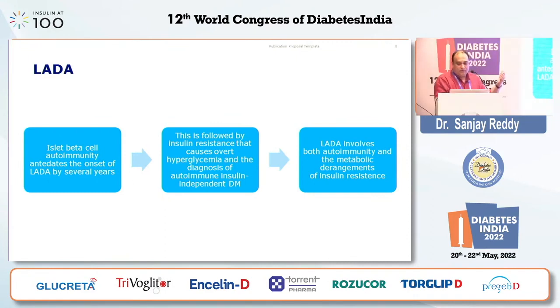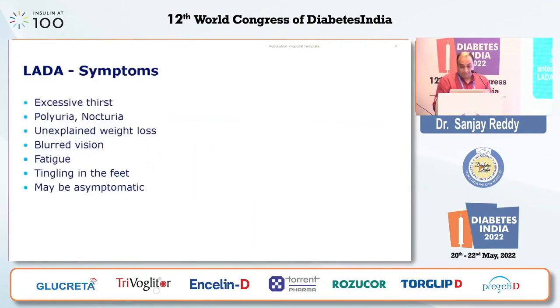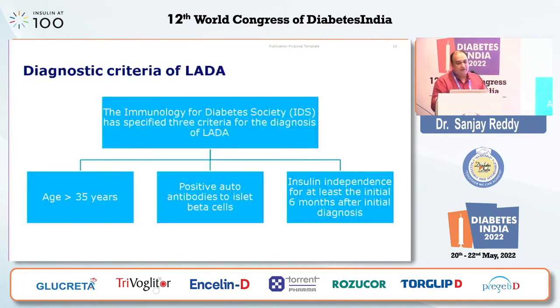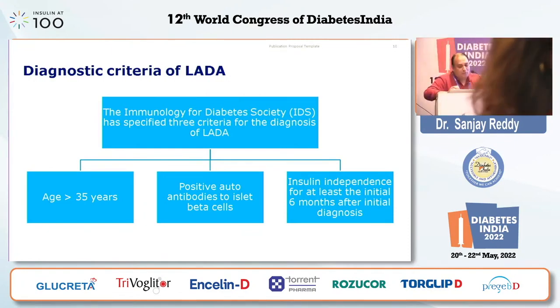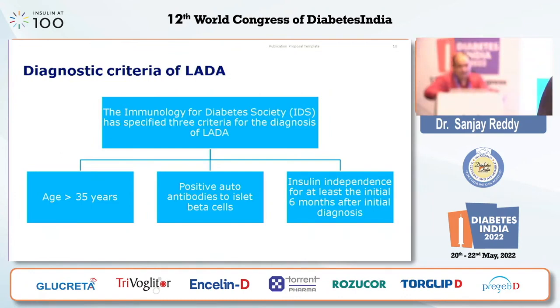LADA involves both autoimmunity and the metabolic derangements of insulin resistance. The common symptoms are nothing different in presentation from a normal type 2 patient. But the diagnostic criteria set up by the immunological division of the Diabetes Society has three specific criteria: age more than 35 years, positive autoantibodies to islet beta cell, and insulin independence for at least the initial 6 months after initial diagnosis.